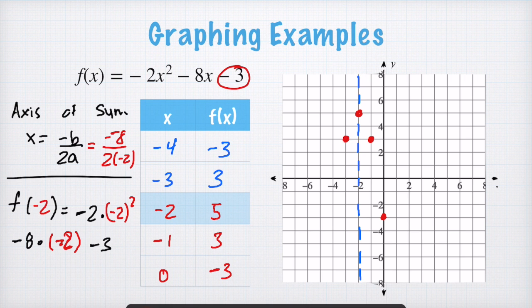And then we draw in those points as we need to. That was a little bit off. There we go. And draw a graph. And that's it. That's all that you have to do when you're graphing these equations.